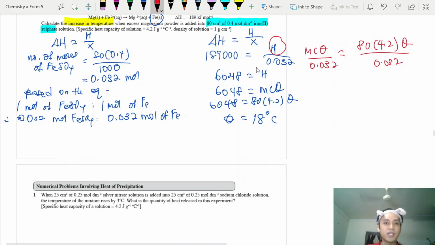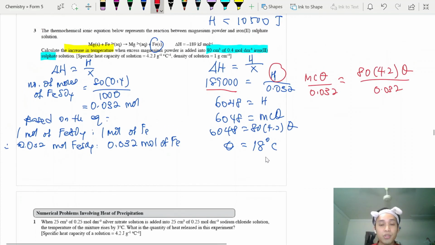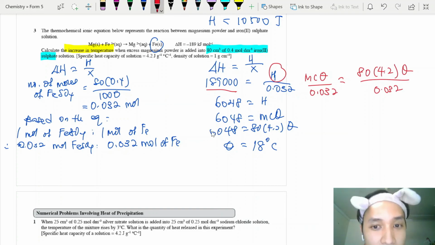But the main idea is when you calculate the increase in temperature, your heat of reaction must be converted back to joules. If you never convert back to joules, this one will become 0 point something degrees Celsius. So it's not logical, right? Because your temperature change must be high. It cannot be 0 point something, especially since a large amount of energy is released. So basically that is it.